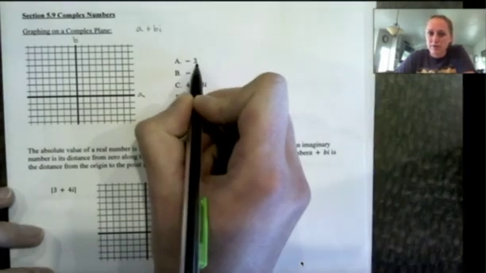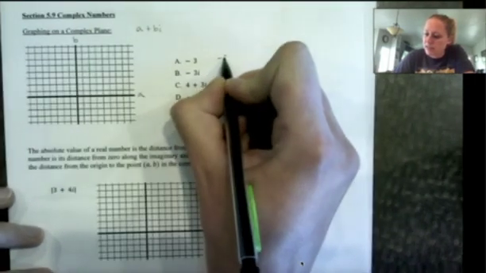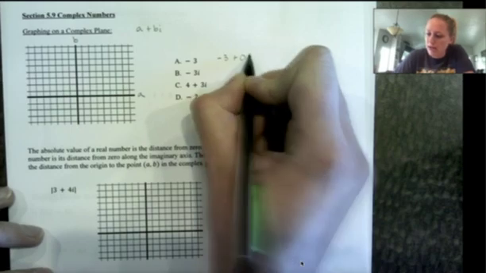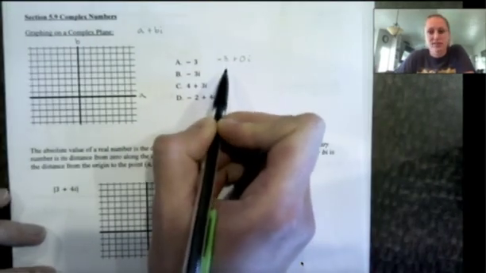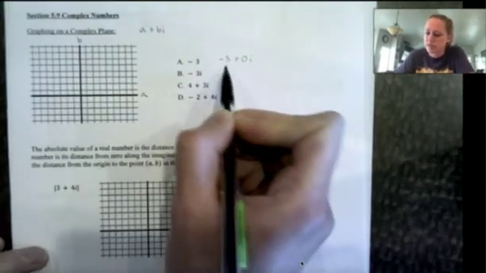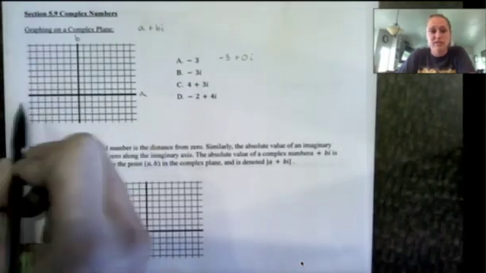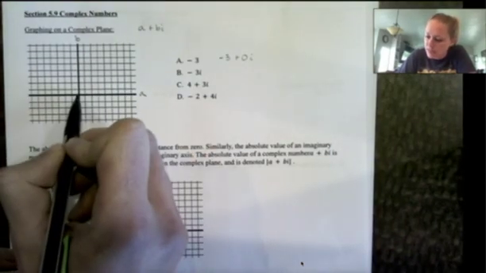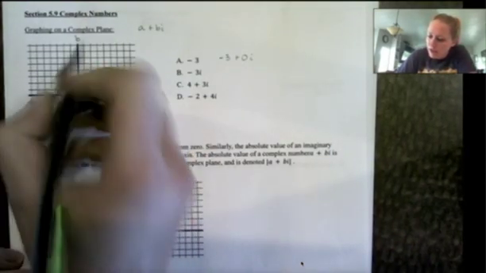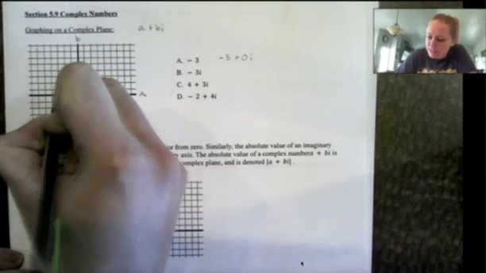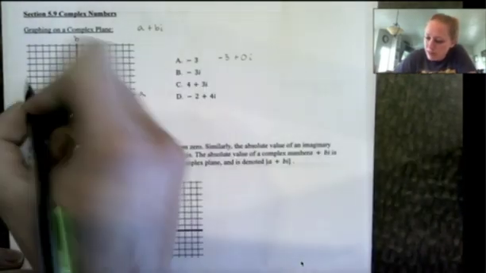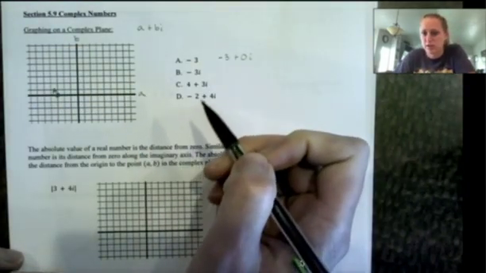So if I want to graph -3, think about it as -3 plus 0i. So -3 still works the same way. -3 is the real component. Negative is left, positive is right. So I would go to -3. And I'm not going up or down at all because it's 0i. So this one is going to be, and I'm going to label it with a capital A so we know that that is the point I'm talking about.